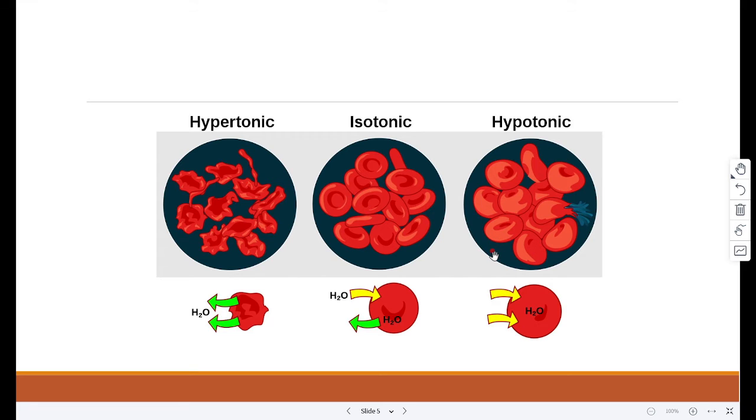So, what is going to happen? Water is going to move inside the red blood cell, and then after a while, the red blood cells are going to swell up and they are going to burst.